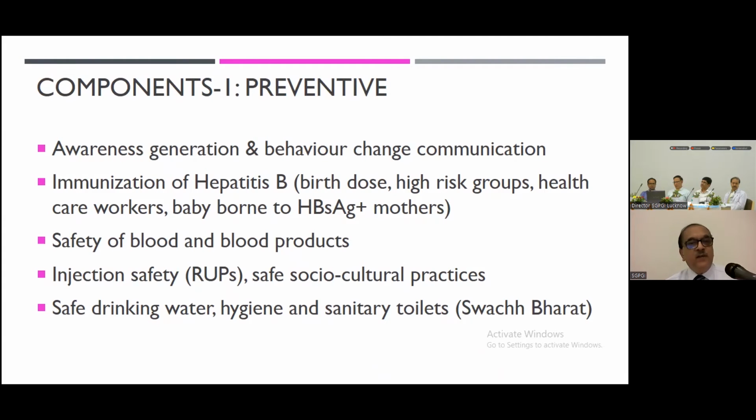So preventive awareness generation and behavior change communication, and immunization for hepatitis B, that is very, very important. I think this is the single most effective tool to prevent hepatitis B. And the example is Taiwan. The incidence of hepatitis B in Taiwan was more than 10%, between 10 and 15%. Once they initiated the vaccination program at the national level, it has gone down to less than 1% or so. That is a very good example.